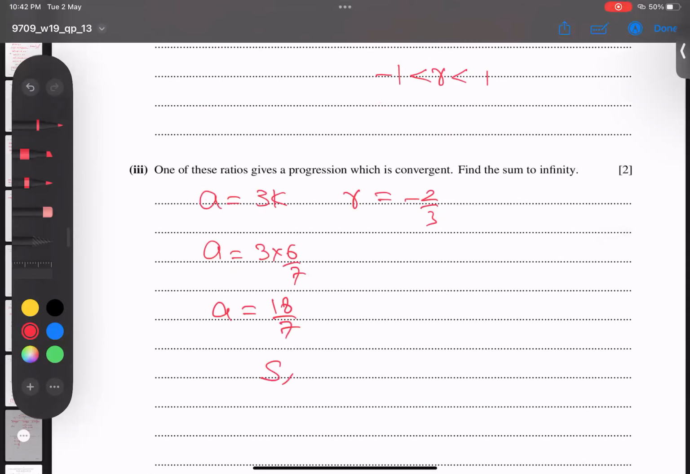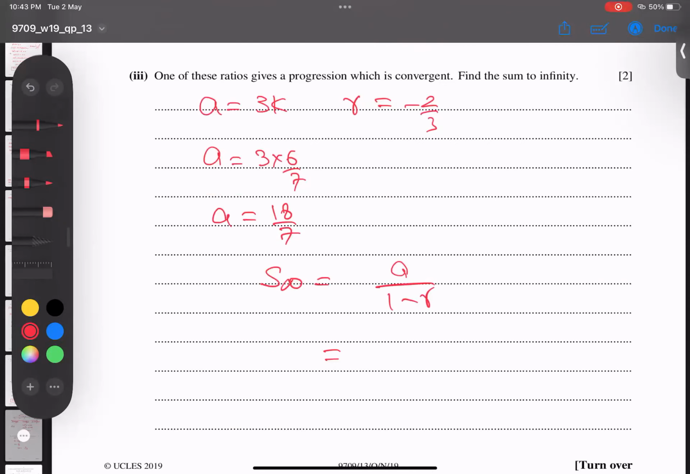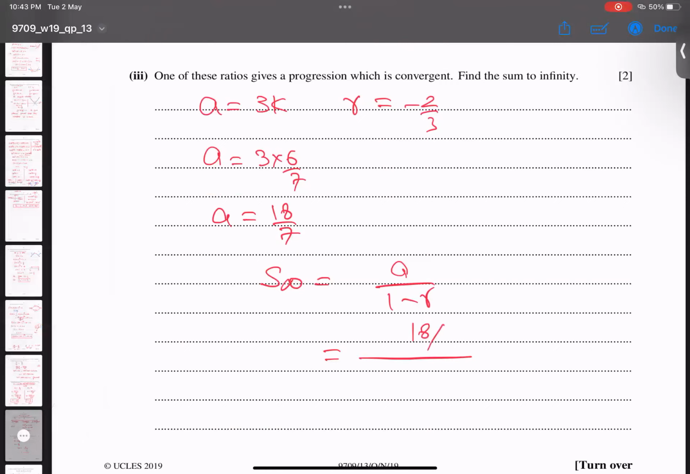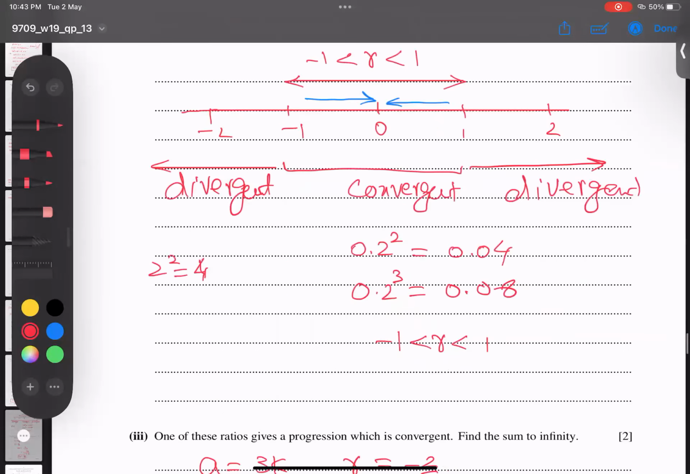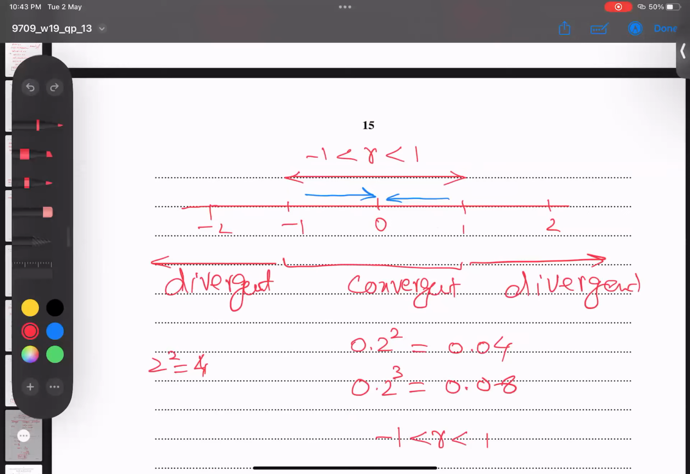And what is the sum to infinity formula, students? a over 1 minus r. You replace a is 18/7 and r is -2/3. And Alhamdulillah, if you type in calculator, it is coming with exact value 54/35. So no issue at all. We can give exactly that. So this condition is very important. Please don't forget it. Convergent means the r value is less than 1 and bigger than -1.